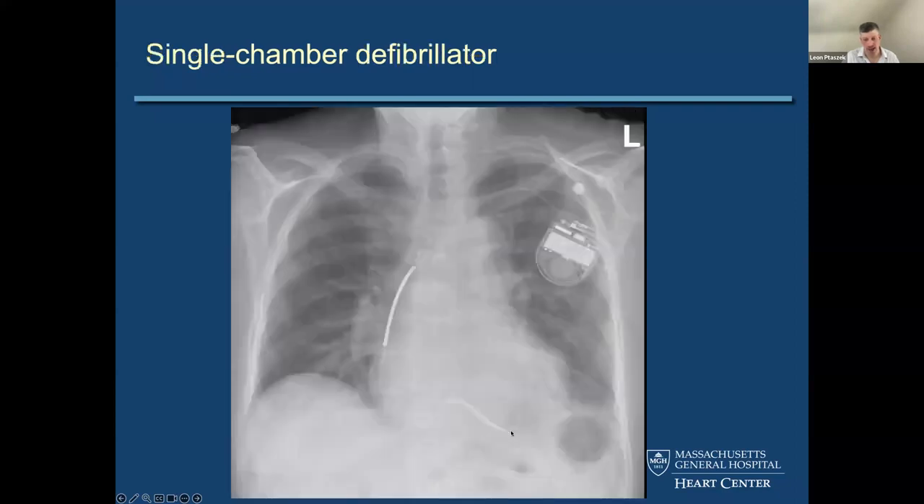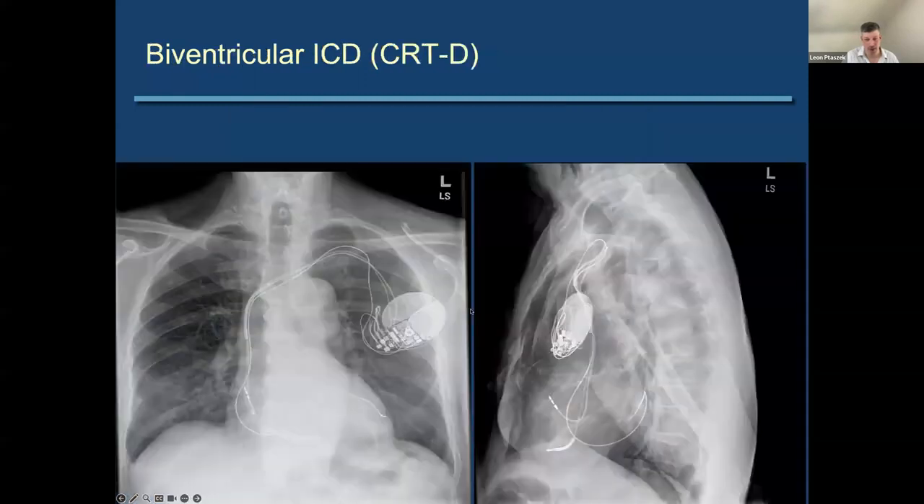Here's an ICD lead. The easiest way to distinguish a pacemaker lead from an ICD lead is the presence of the high voltage conductor, which is very bright on the X-ray as compared to the pacing lead. Here's an older system in which you have high voltage conductors, not just in the right ventricle, but also in the superior vena cava. These days, we've largely moved away from the SVC conductor systems. And here's the pulse generator, which is considerably larger in the ICD than in a pacemaker.